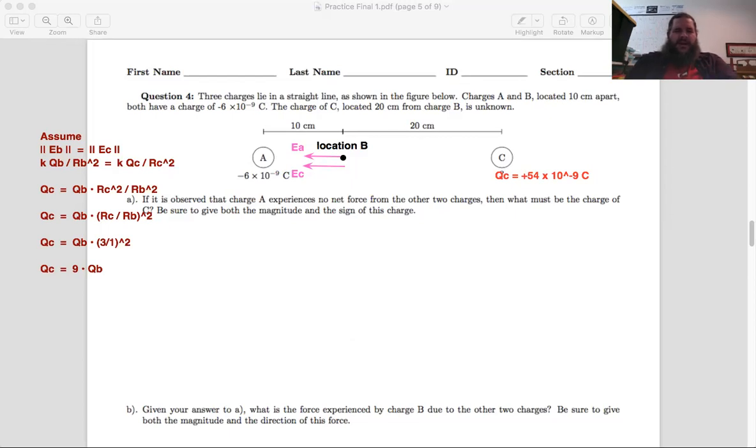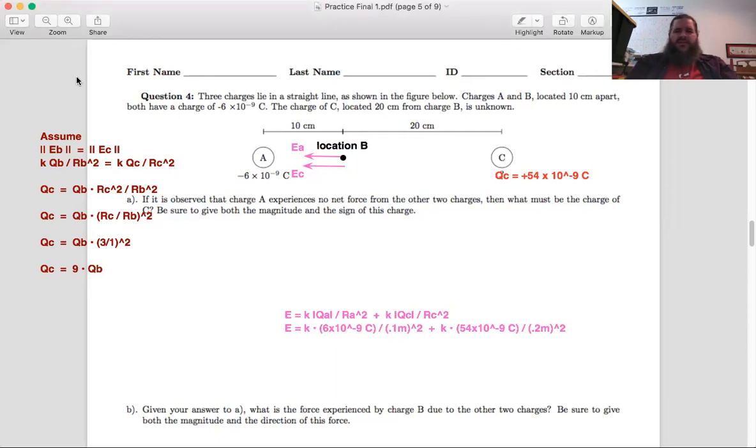So k times charge A divided by 0.1 meters squared plus k times charge C over 0.2 meters squared. And we can fill in the values for the charges as well. Charge A, and I'm going to ignore the negative sign because we're just looking at magnitude at the moment. We've already taken care of direction. 6 times 10 to the negative 9 coulombs. And then charge C, 54 times 10 to the negative 9 coulombs. Any questions on that so far?